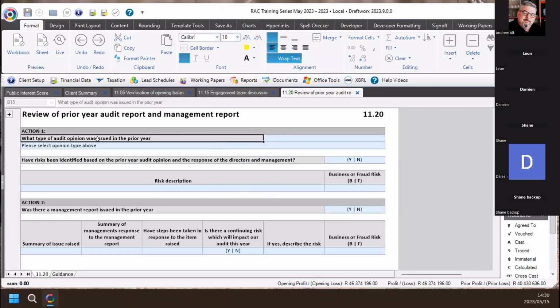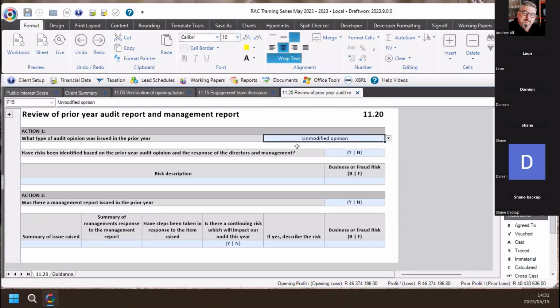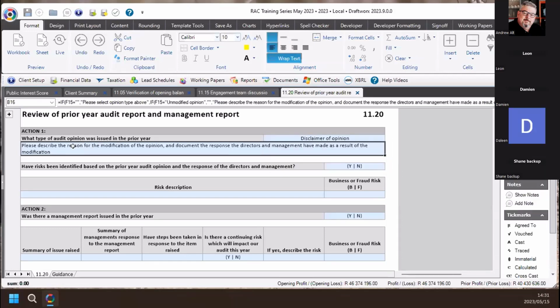So the first question, what type of audit opinion was issued in the prior year? Was it unmodified, emphasis of matter, adverse, disclaimer, or qualified? All right. So hopefully it's unmodified. Then there's not too much to take from the audit report. However, if there was an adverse opinion or a disclaimer, it's going to ask you to describe the reasons for the modification. So you can then go and document what happened.